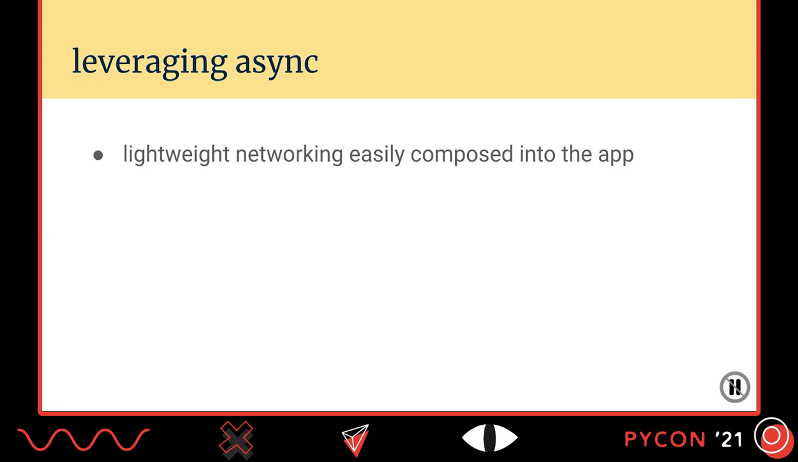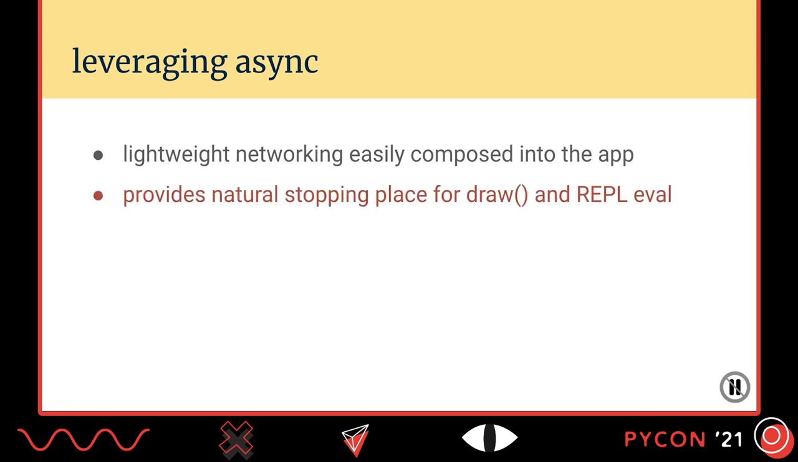But there's something much more important that cooperative multitasking provides. The nature of cooperative multitasking is that tasks only yield explicitly when they're at a good stopping point. So that means we've got a natural place to go and inspect the state of our program, and in most cases, we'll get a coherent, consistent view of things.